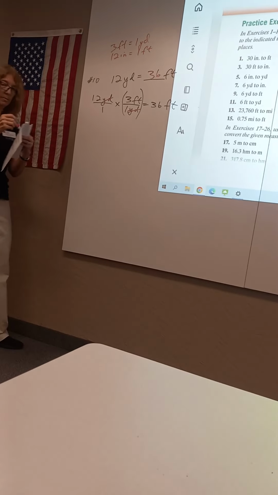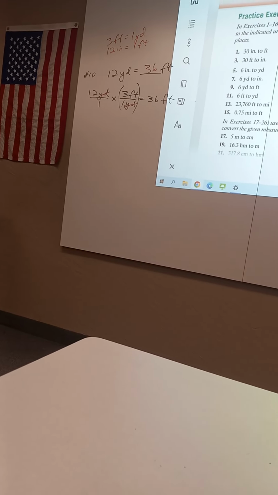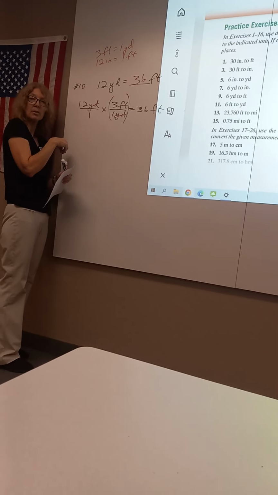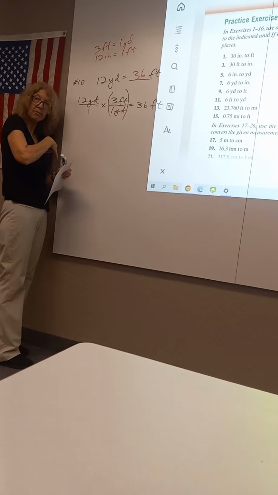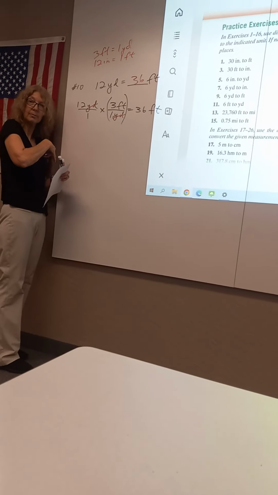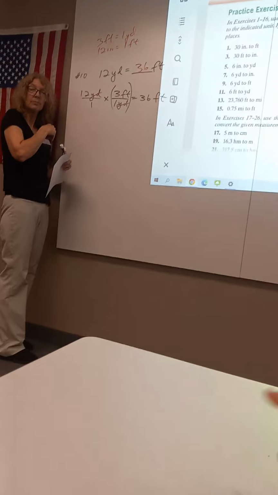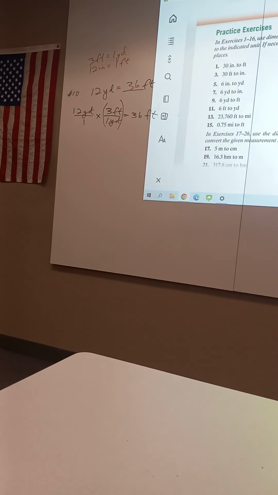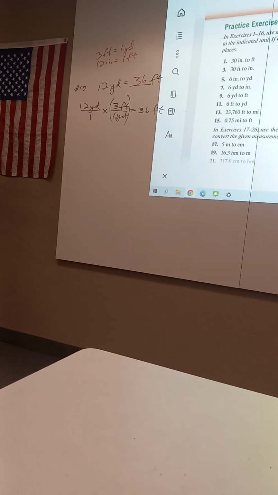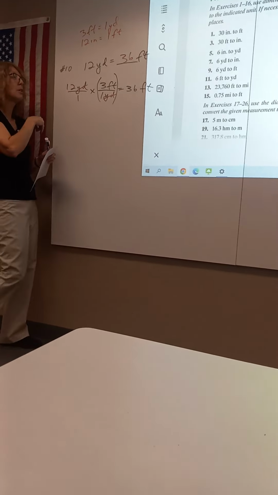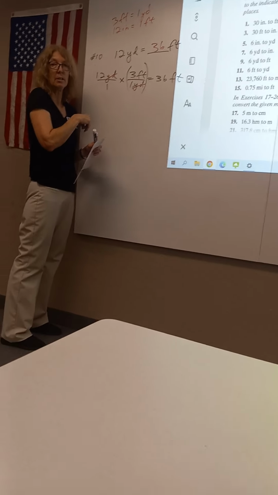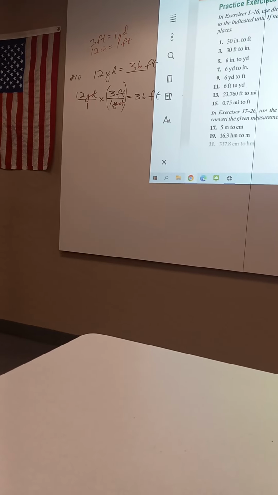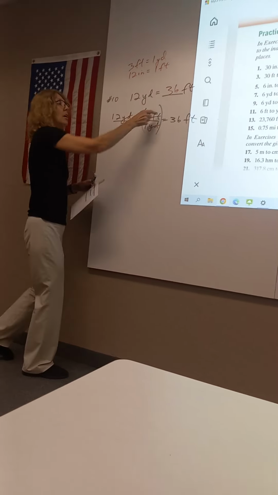Why did we cancel the yards? Because whatever factor you have on the top and the bottom, they eliminate each other. So you're always trying to cross out any units that are in both the top and the bottom, because they cancel each other out. Whatever's left is the units of measure that you currently have, and you want to end up with.